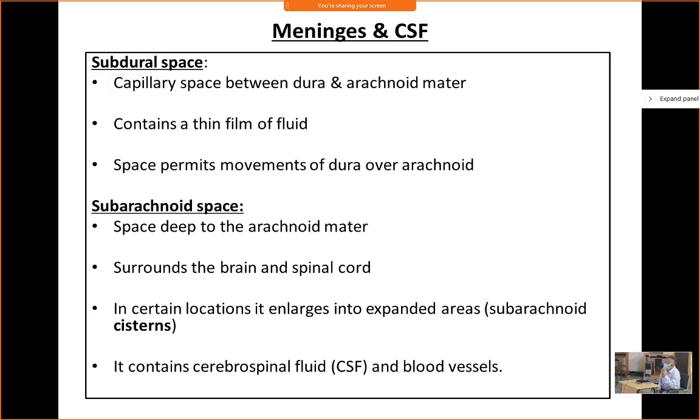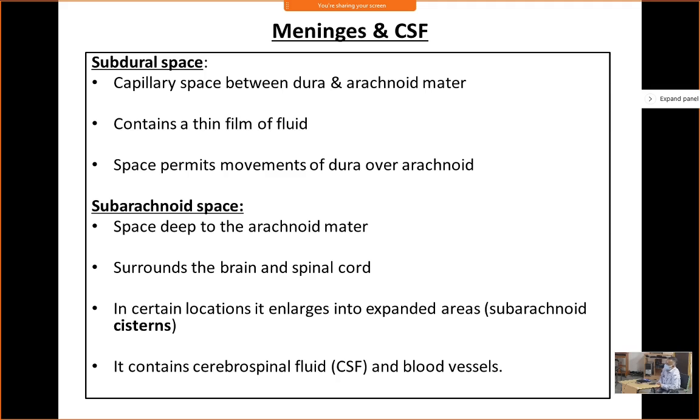Subdural space is the capillary space between the dura and the arachnoid mater. So it is beneath the dura mater, between the dura and arachnoid. It is a very small space, comparatively very small. It contains a thin film of fluid. Otherwise, these two layers cannot move, to allow frictionless movement between the dura and the arachnoid.